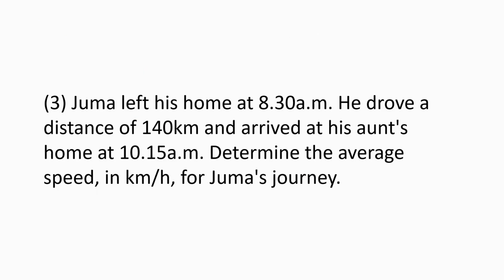Question 3. Juma left his home at 8:30 a.m. He drove a distance of 140 kilometers and arrived at his aunt's home at 10:15 a.m. Determine the average speed in kilometers per hour for Juma's journey. So to determine the speed, we need to determine the time taken because we've already been given the distance. And to find the time taken, we shall subtract the time he left his home from the time he arrived, and that is 10:15 a.m. minus 8:30 a.m. Since all units are in a.m., we shall not add anything to the times.